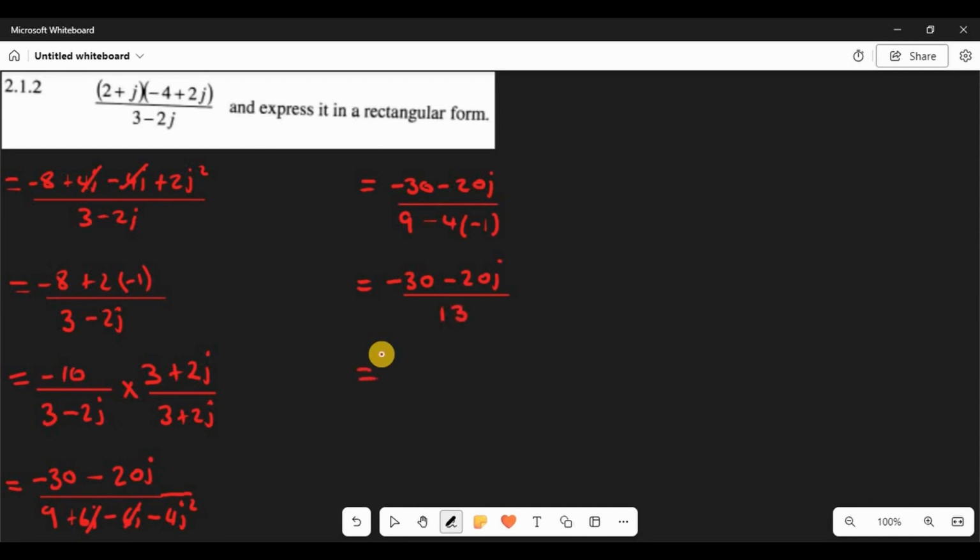So your final answer is going to be negative 30 divided by 13 minus 20j divided by 13. I think this is the best way of leaving the answer here, guys.